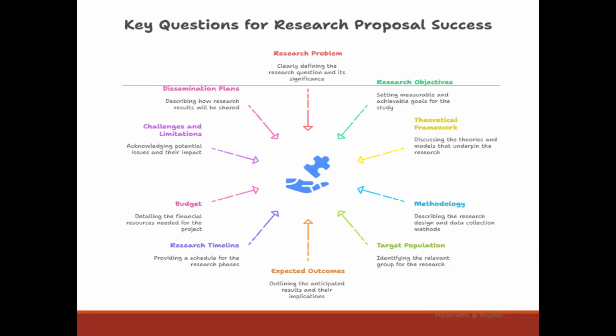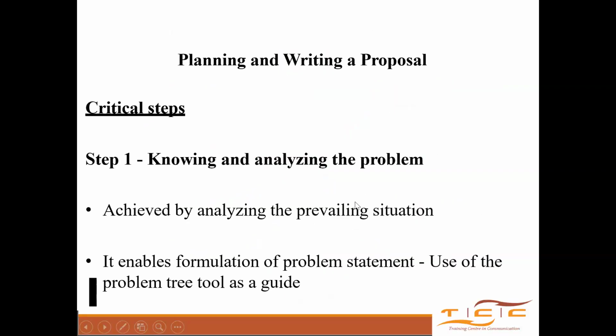Then the methodology must be very clear. You must describe how you are going to do your work in a way that makes it easier for me to replicate your work if I have the same resources and I'm doing research in the same kind of setting. Target population, for example, expected outcomes, research timelines, the budget, challenges and limitations, and dissemination plans. These are things you also have to think about in your mind. But then, we are planning.